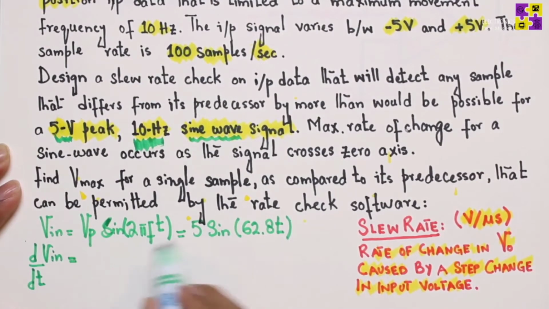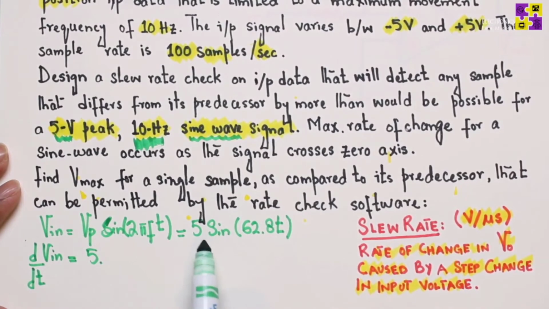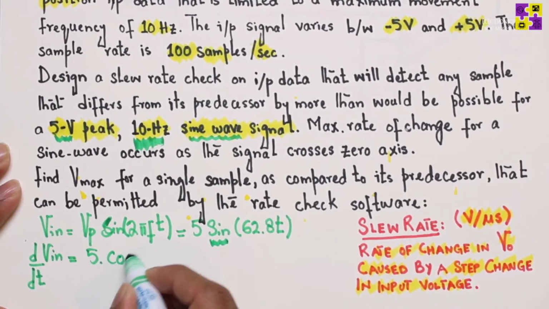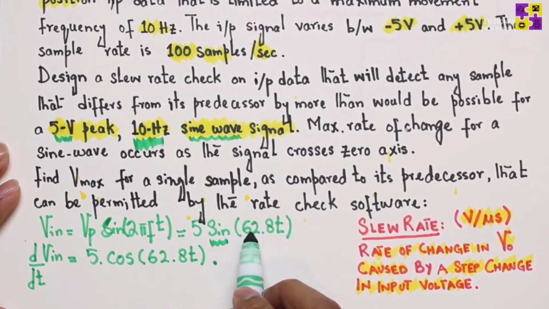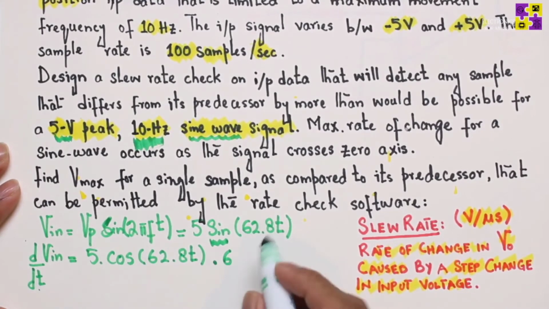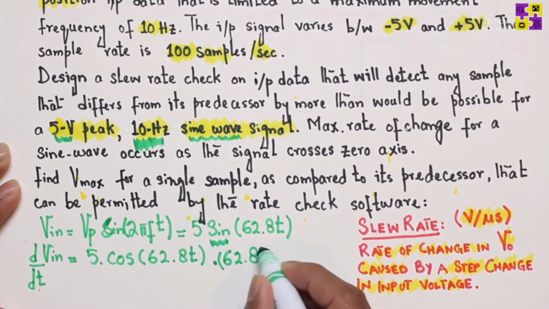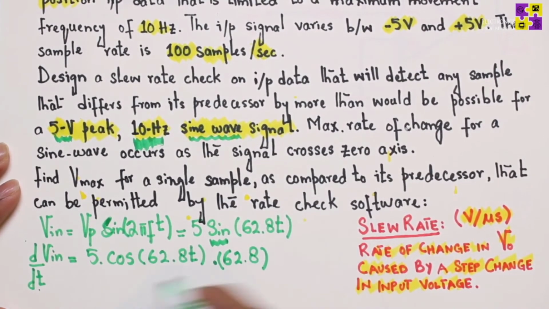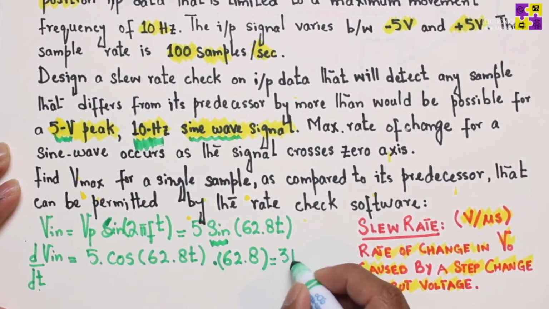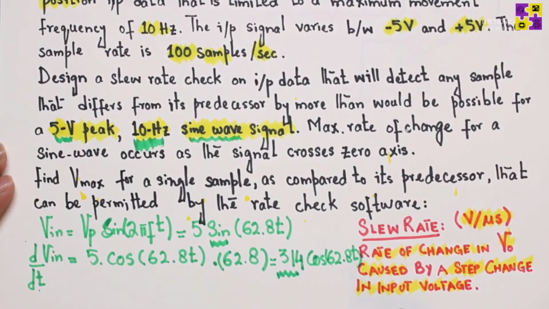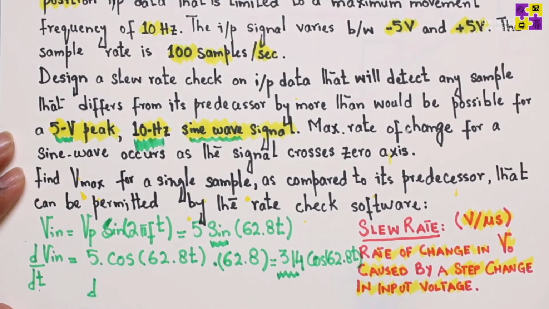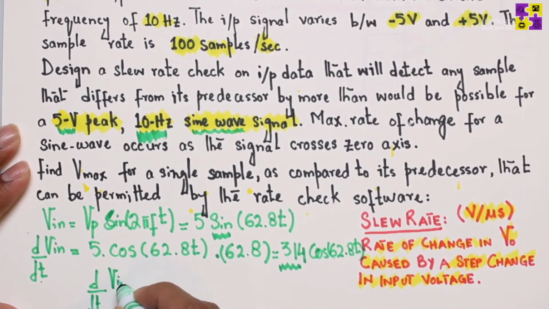The 5 will come over here. If you differentiate sine, it comes down as cosine of 62.8t times 62.8, because remember we are doing it as a function of t. If I do the math, 5 times 62.8 gives me 314 cosine of 62.8t, correct? This is the magnitude that we were looking for. So I can rewrite this as d over dt of Vin, this is the max, equals 314.